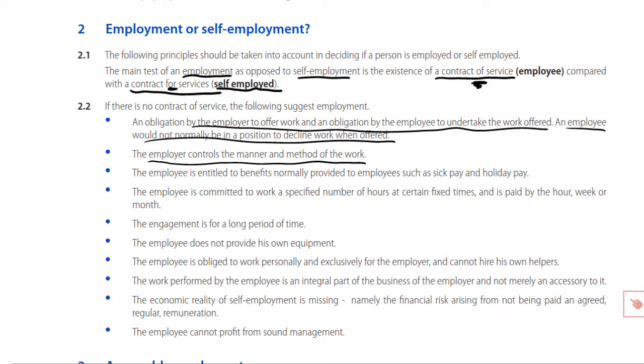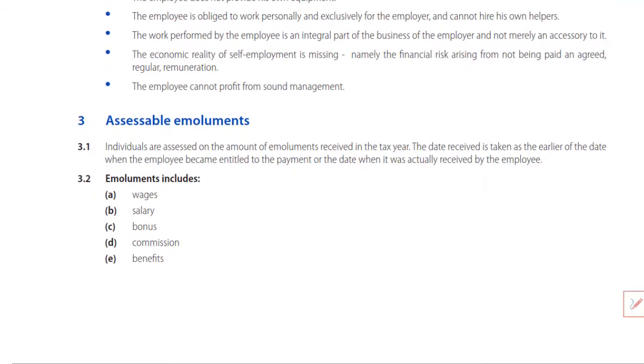Other obvious ones, the employee, someone who'd be entitled to benefits normally provided to employees, such as sick pay, such as holiday pay. So when you are ill, you still get paid within reason, depending on how long you are sick for. And of course, you have a certain amount of time paid for as holiday as well. So having a look through those, most of them straightforward. Not a major area so far as questions, however, are concerned.